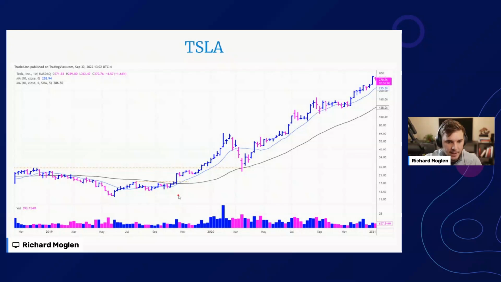This is Tesla back in 2019 here. This is 2020. We had an earnings gap up here, which started the stage two breakout. You can see we begin trending above a rising 10 and 40-week moving average. This was a super powerful trend.